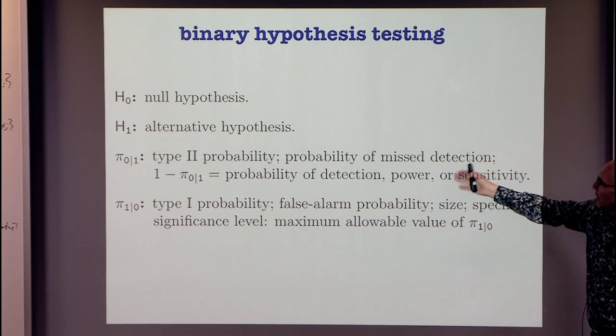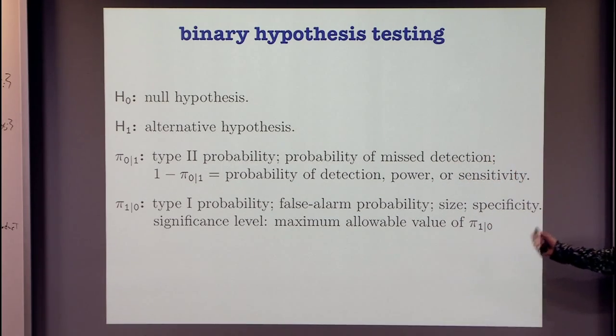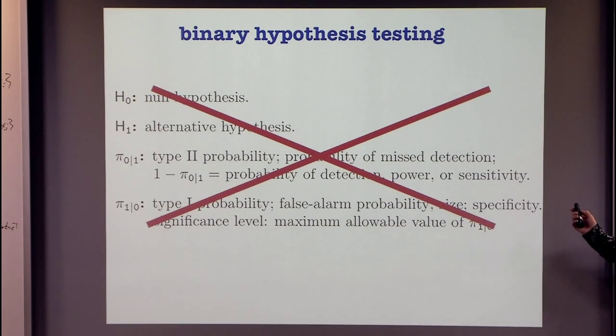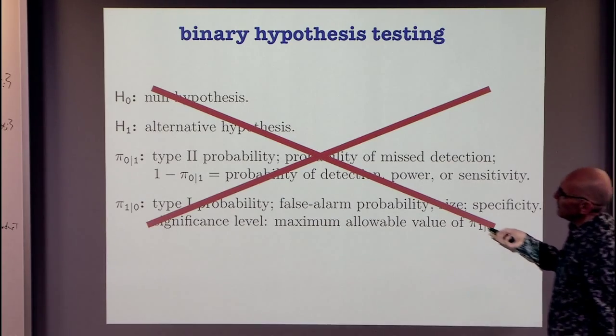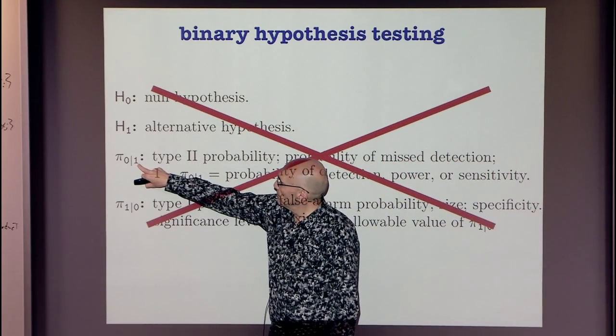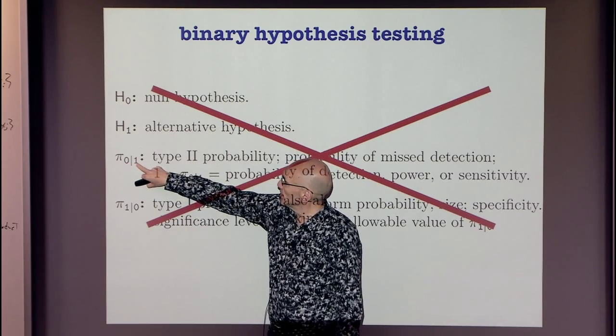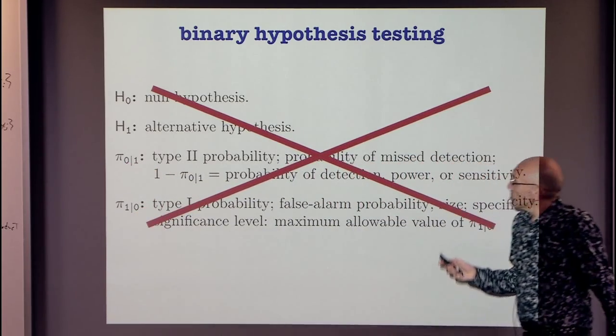And then you have all these kind of names for going from one hypothesis to the other, depending on the application. So I don't like to use any of that terminology, because for us in communications, H0 and H1 are on equal footing. Usually it's like a bit. It's either 0 or 1. So there is no alternative and no null. They are both equal. So the only thing we have to remember is pi 0 given 1, probability of deciding 0 given that H1 is true, and vice versa. So I don't use that terminology.